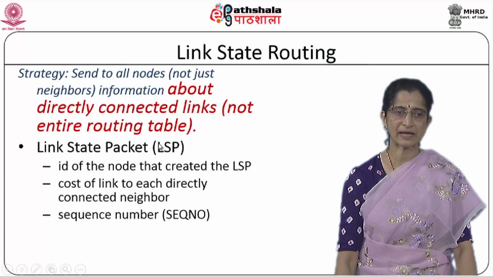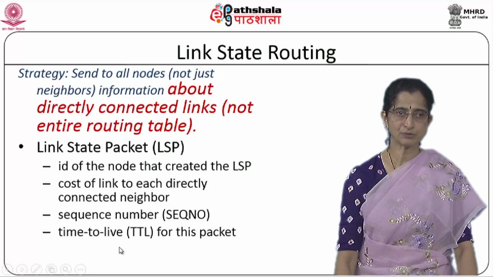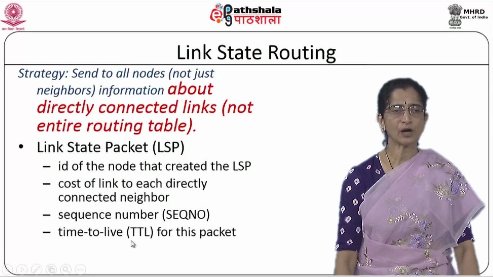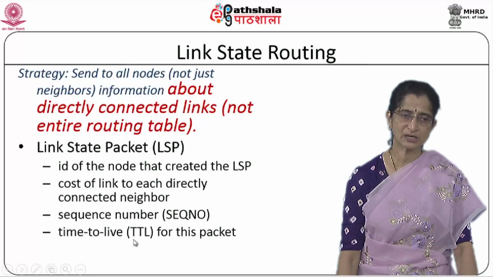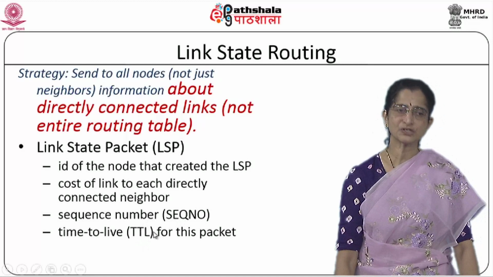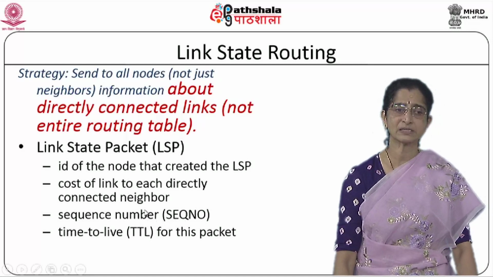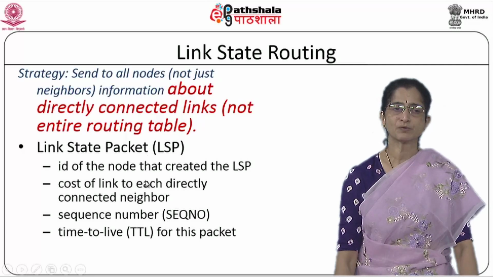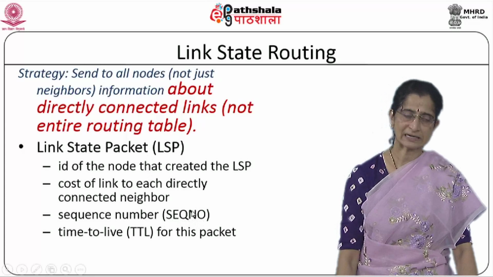For this LSP packet, there is a sequence number associated with it, and there is a time to live field, which basically says how long this packet is considered to be alive in this network. Now, why do we use the sequence number and TTL? These are basically to aid in identifying which LSP packet is the latest packet, because remember LSP packets will be sent periodically. So, we need to always know which carries the latest information. The sequence number can be used to track that.